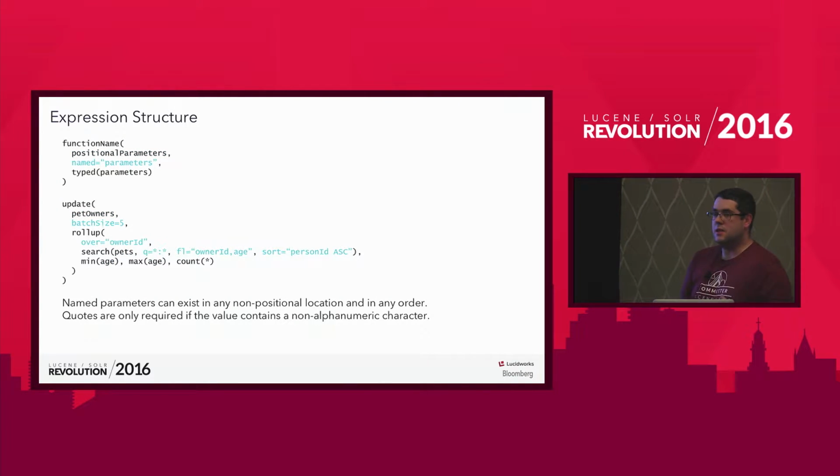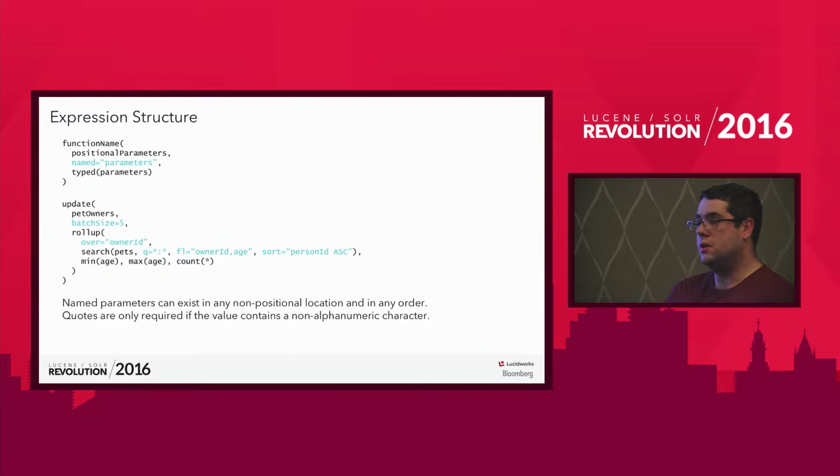Named parameters are pretty self-explanatory. These are just parameters that have any name you give it. Doesn't matter what the name is, make it somewhat descriptive. So in the update expression, we have a batch size. So every 5 tuples that come out, we're going to send it to the destination. Excuse me, the destination collection. In the rollup, we're giving it the over parameter. What field are we actually going to do the rollup over?